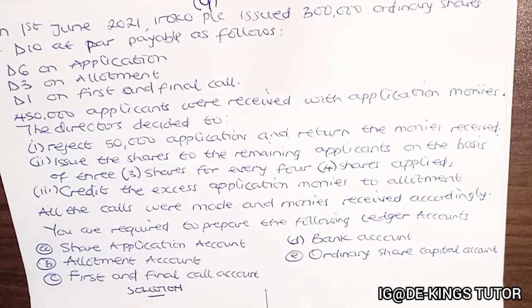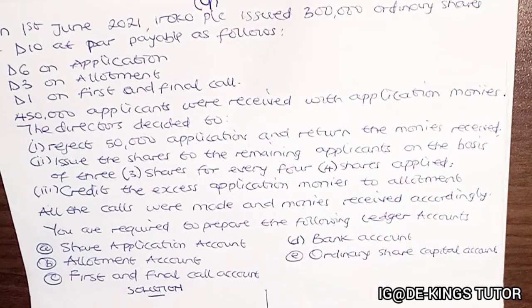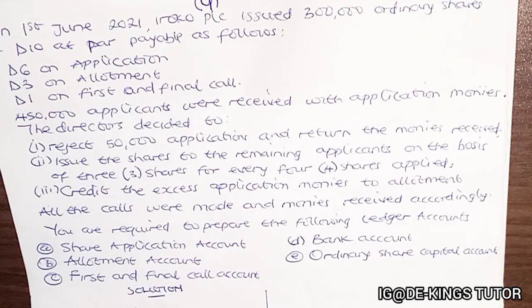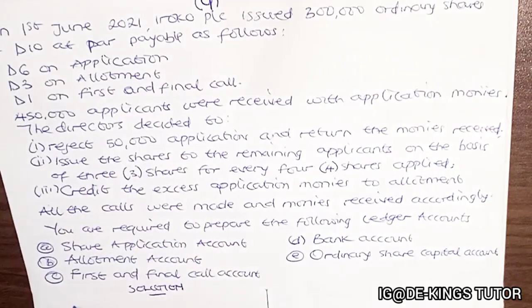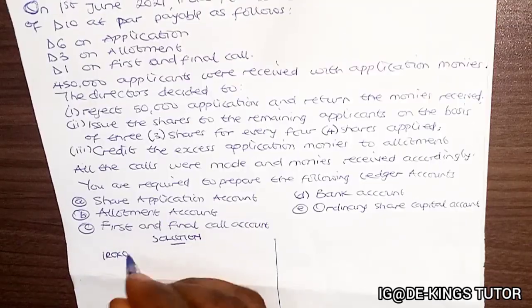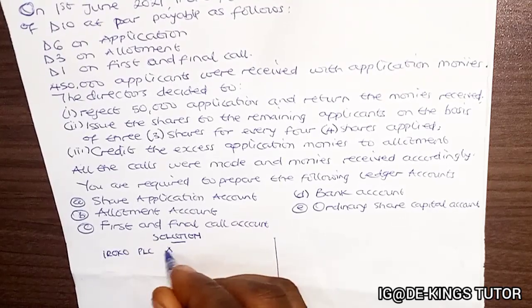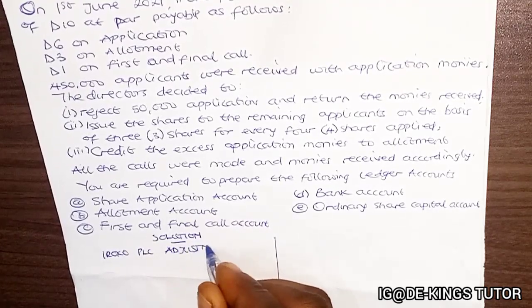So we're going to prepare adjustments, that's important for us to do. Adjustments that will help us. Okay. So the name of the company is Euroco PLC, adjustments.